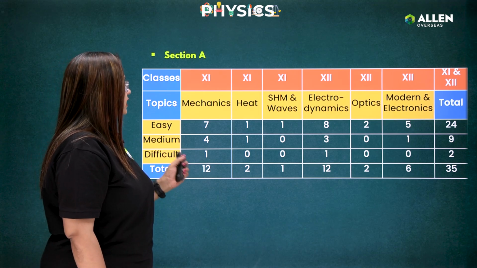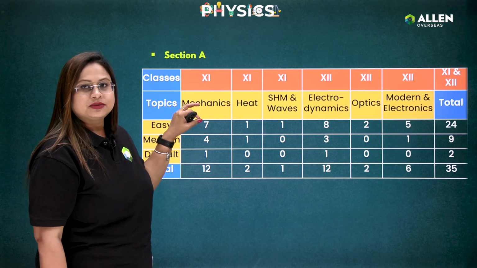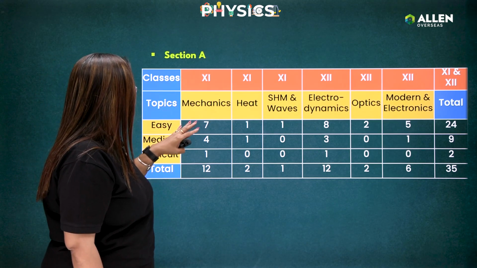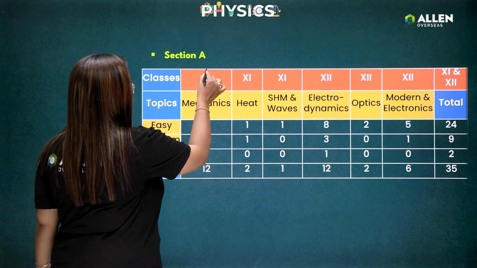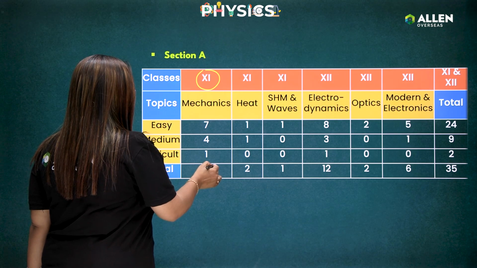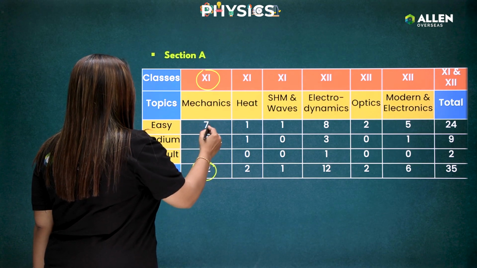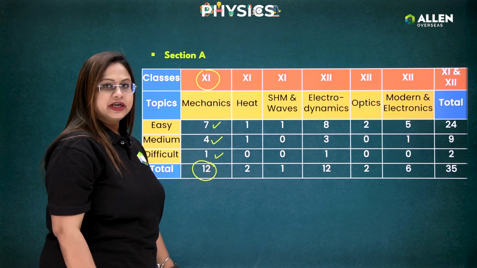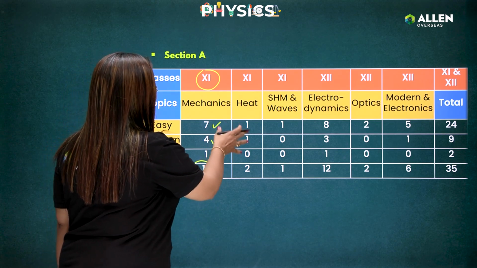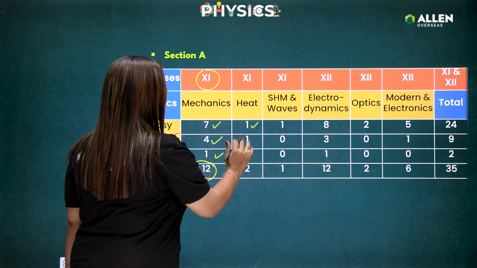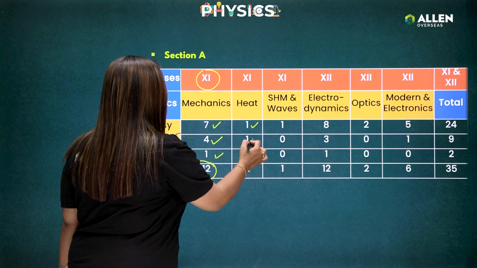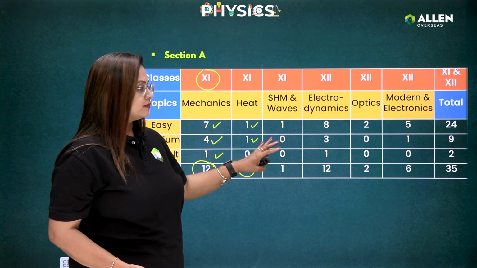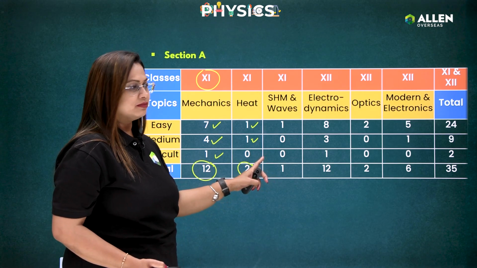Moving to the microanalysis of section A and section B, you can see that in section A, most of the questions were asked from mechanics, that is from the class 11 syllabus. We had 12 questions asked from mechanics. Out of that, 7 were easy, 4 questions were medium and 1 question was difficult. Again, from heat, we have only 2 questions in section A, 1 was easy and 1 was medium, and total was 2. Simple harmonic motion and waves, we had only 1 question this year in section A.